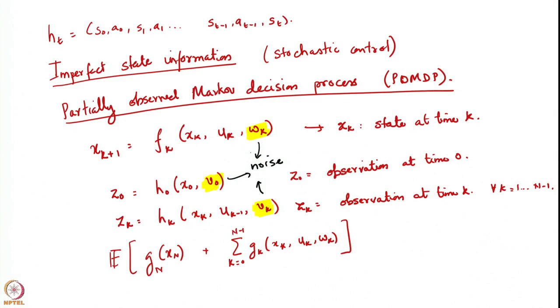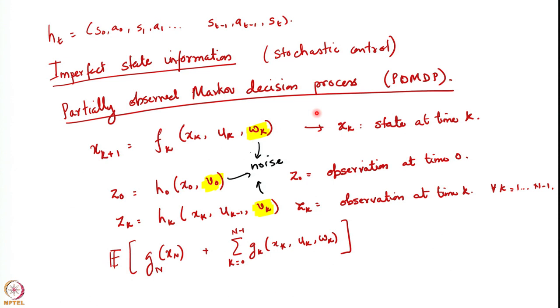Welcome everyone. In the previous lecture, we began our study of a problem class called stochastic control problems with imperfect state information. These were also called partially observed Markov decision processes. And what we did was we just formulated the problem, by looking at the various elements and the various assumptions that are underlying the problem.